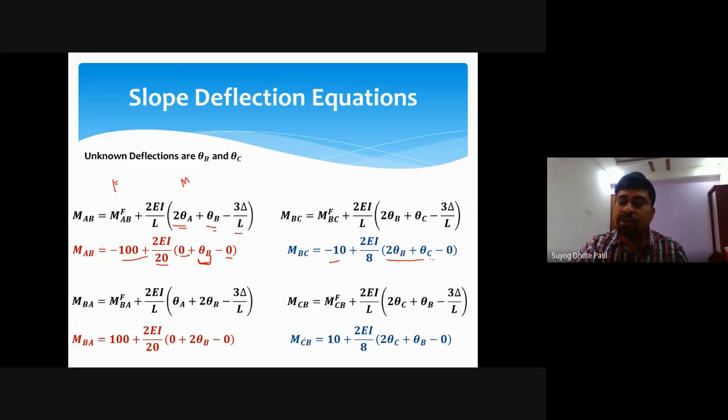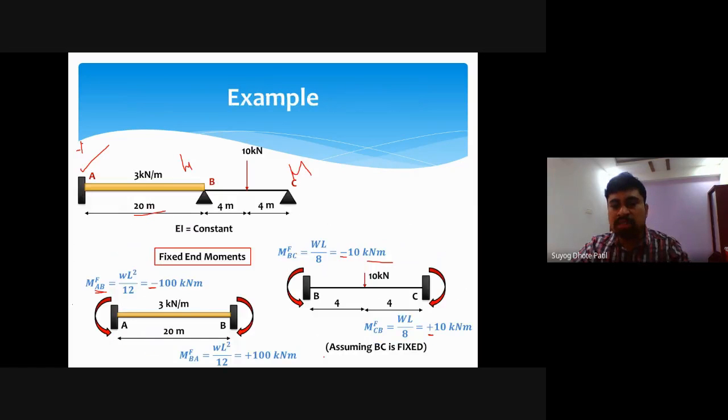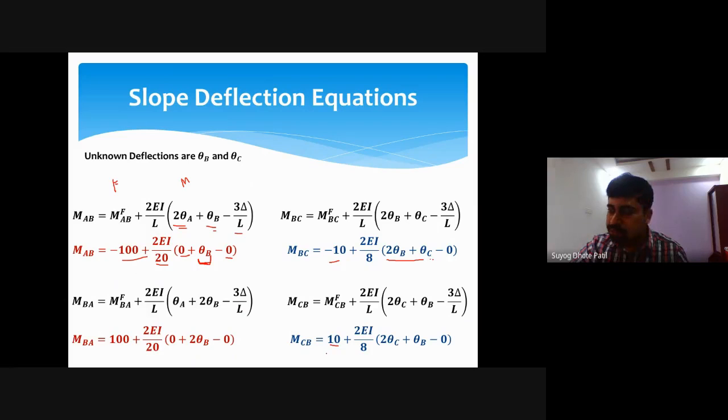Again, MCB. In case of MCB, again the fixed moment is plus 10. Again in this equation these two values are possible. Rotation at B and C is possible. Displacement for the particular beam is not possible, so it is 0.